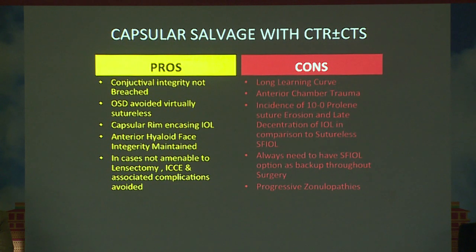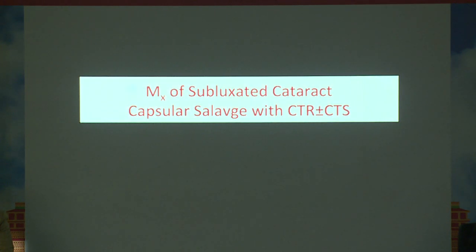Certainly, it has a long learning curve. Anterior chamber trauma is more. There is an incidence of polypropylene suture erosion and late decentration of IOLs in comparison to a sutureless SFIL. You always need to have an SFIL option as a backup because you never know when the surgery can fail, and it cannot be done in progressive zonulopathies. So let's see management options of subluxation with a few videos.